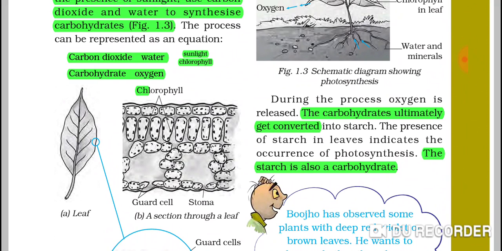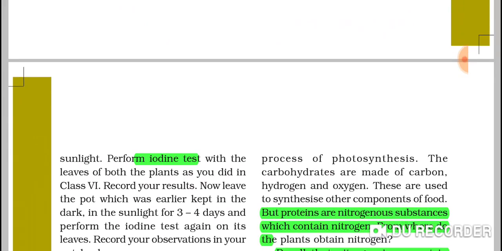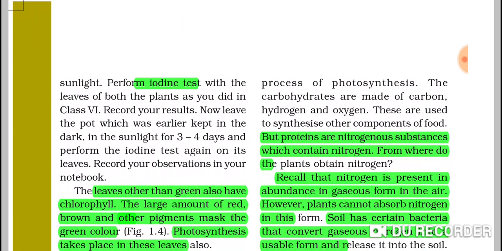This carbohydrate is also a form of starch. So there is the iodine test. The iodine test is mainly used to check whether starch is present or not. Starch is also a carbohydrate. When starch is present, the solution will turn blue black. Hence, it will indicate that starch is present.